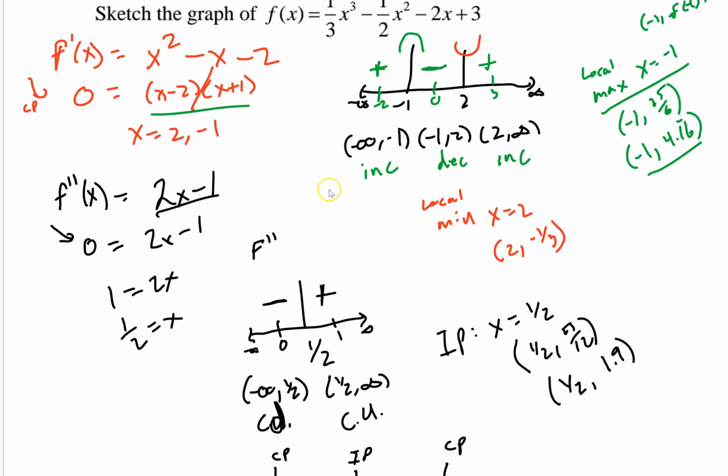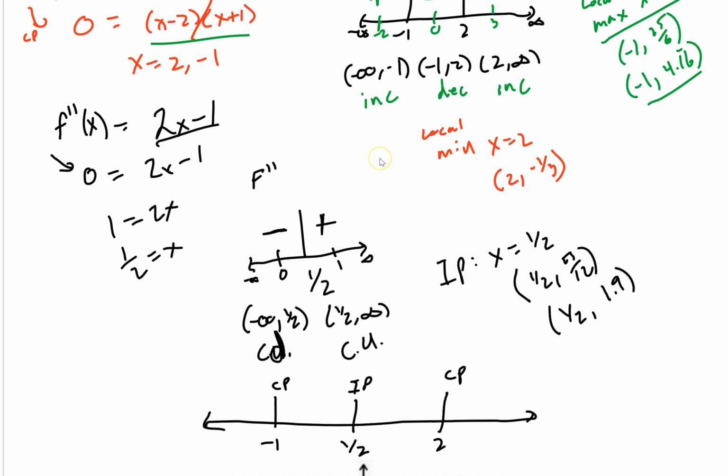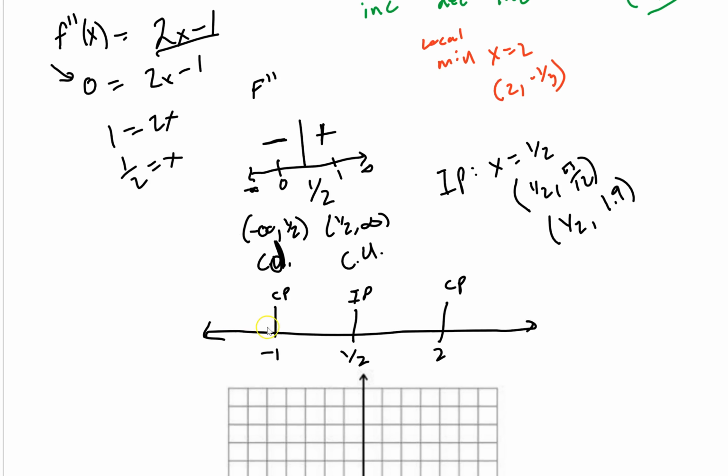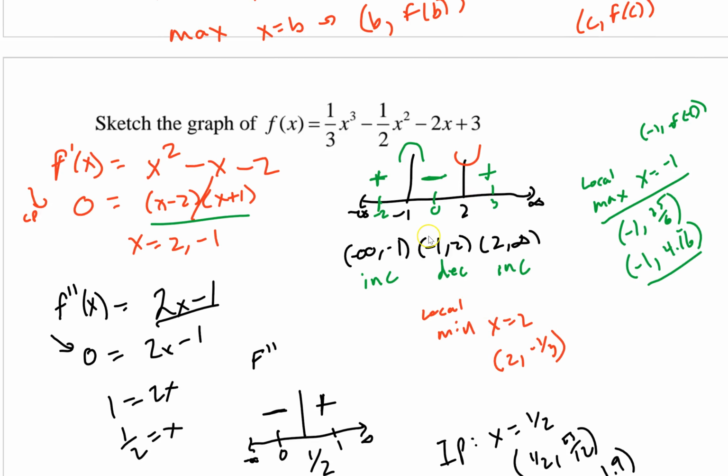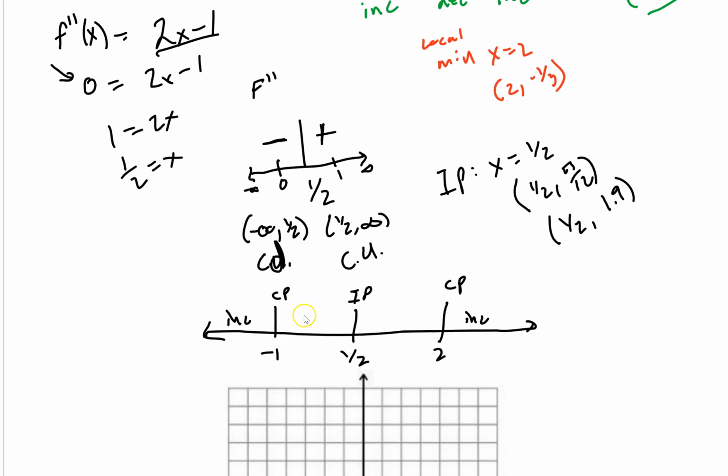Right, and then we learned up there that before -1 it was increasing and then decreasing. So this is increasing. And between -1 and 2 it is decreasing, so both of these are going to be decreasing. And then we also learned, right, that before 1/2 is concave down. So this is also concave down and concave down, while these two are concave up.